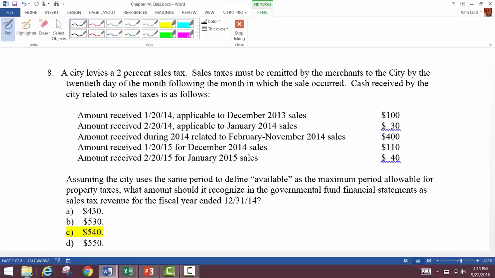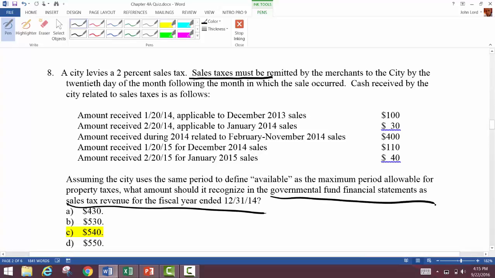Okay, good. Let's take a look at this one, and we've got some sales taxes. When are you supposed to take the sales tax? Good. When the underlying transaction takes place. Very good. That's when we're supposed to take our sales tax, right? So they're going to be telling us when the underlying sale takes place, and they want to see if I know that I should take this into my 2014 revenue for what kind of fund? Governmental fund. So I'm using what type of accounting? Modified accrual, right? Okay, good.